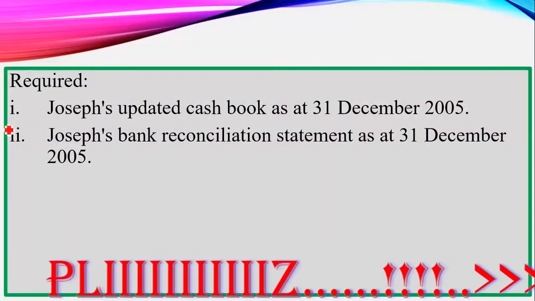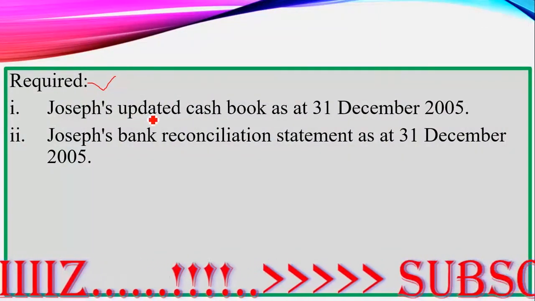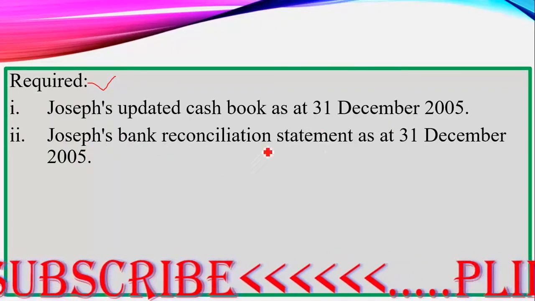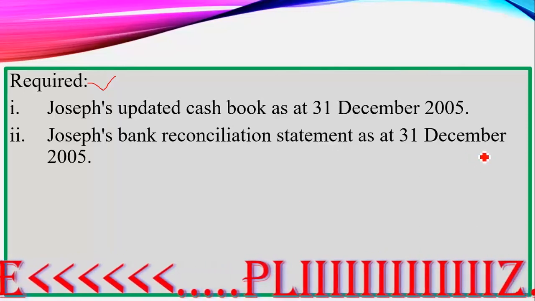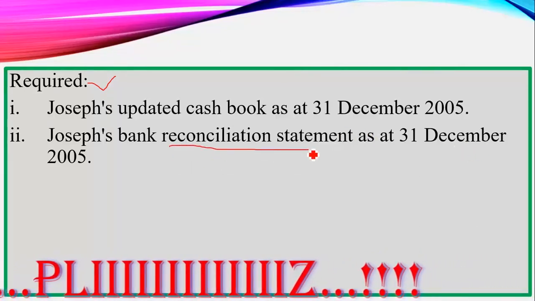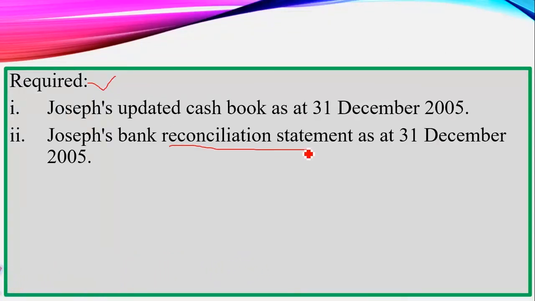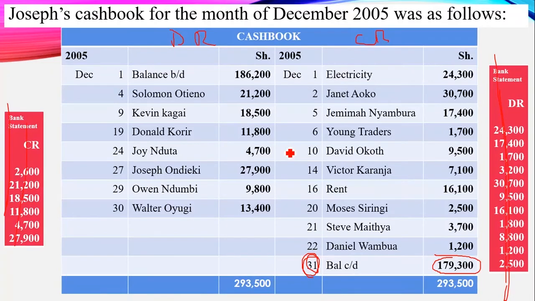So when you go to the required: 1, Joseph's updated cash book as at 31st December, and 2, Joseph's bank reconciliation statement as at 31st December 2005. So as you can see, we have to prepare a bank reconciliation statement because the cash book and the bank statement balances are not the same. So let's go back. Let's start with step 1 of preparing. First thing, we are supposed to update the cash book. And how do we update the cash book?